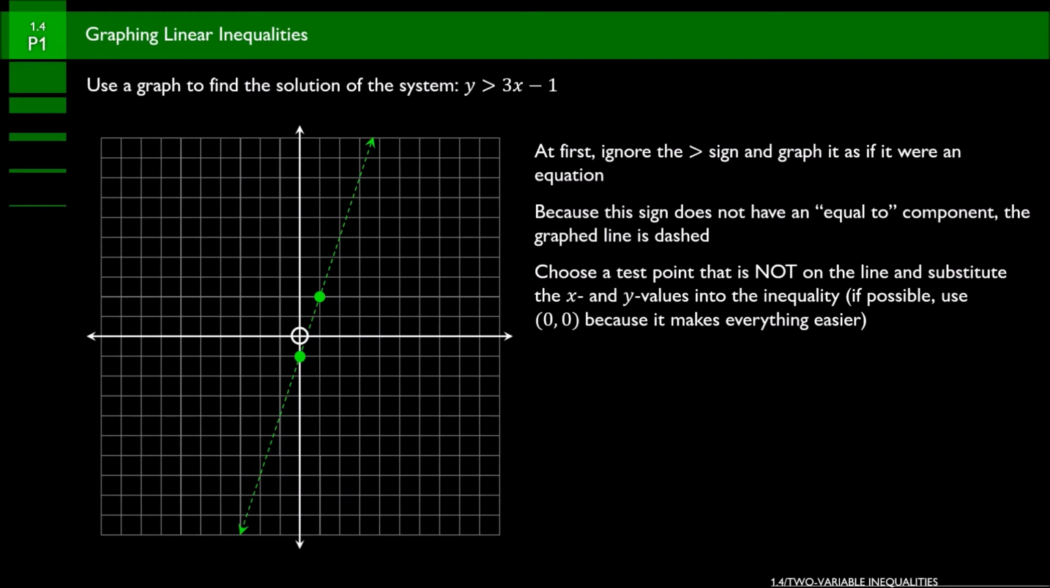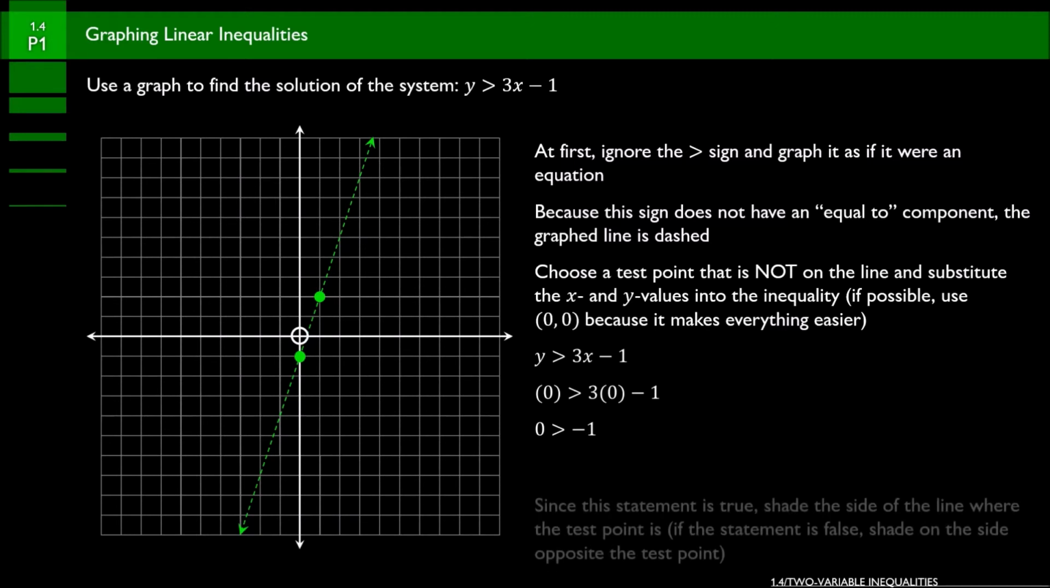If 0, 0 isn't available, then use something like 0, 1 or 1, 0. Anything that involves a 0, just because the 0 makes the math a little bit easier. So what we're going to do is substitute 0, 0 in for x and y. So we get 0 is greater than 3 times 0 minus 1. 3 times 0 is 0, minus 1 is -1. 0 is greater than -1. That is a true statement.